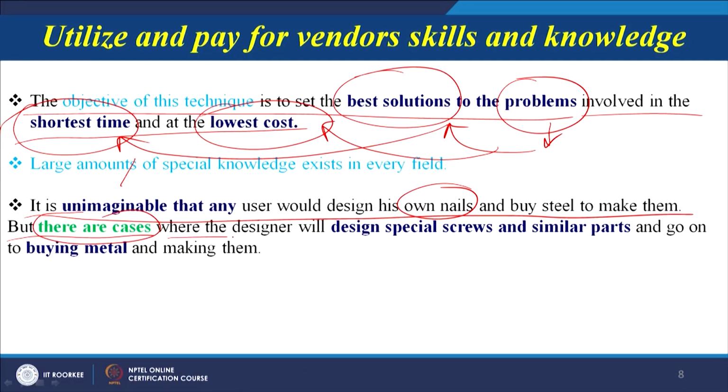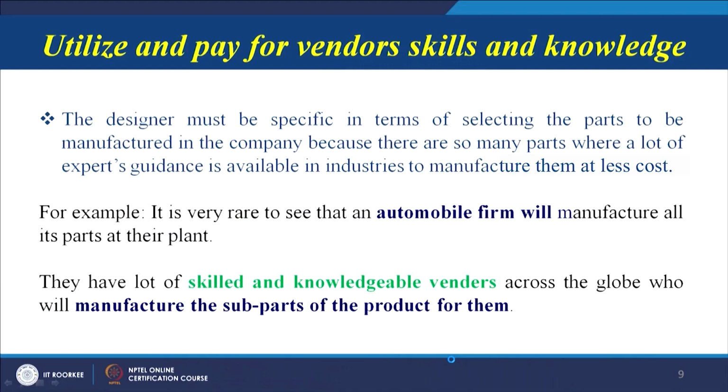But there are cases, okay, that is agreed, where a designer will design special parts, wherever some special requirements are there. We may design special screws and similar parts and go on to buying metal and making them. In the very rarest of cases, we must try to develop our own part because of some specialized requirement. Otherwise, all standard tools and equipment we must use when we are designing our product. Utilize and pay for vendor skill and knowledge. This is again in continuation of our previous point only. The designer must be specific in selecting the parts to be manufactured in the company.